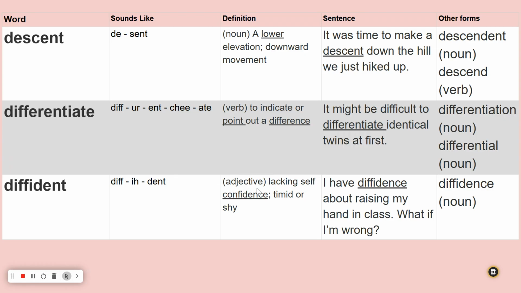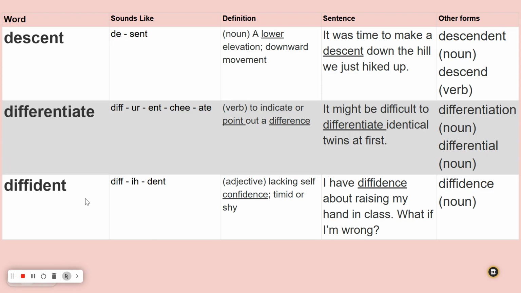Other forms would be descendant, like someone who comes after you. A descendant of mine might be my great-great-grandchildren someday. And descend is when you are doing that movement. So you make a descent or you descend down the hill.